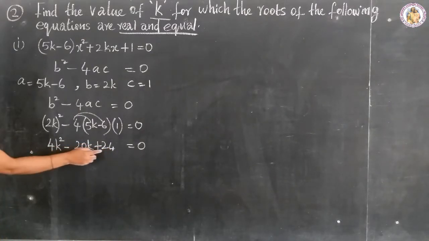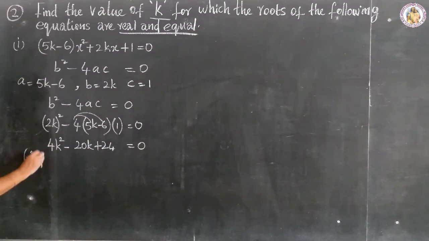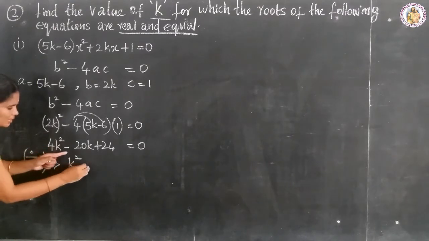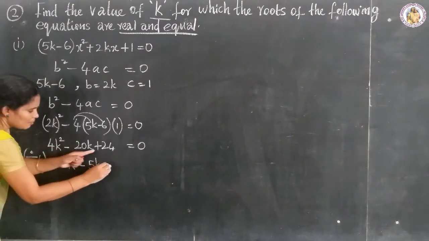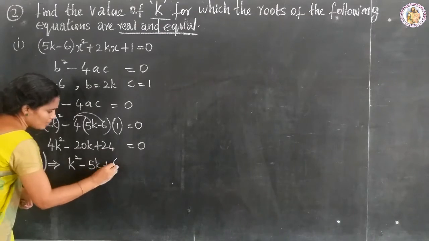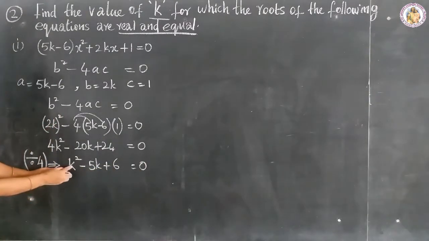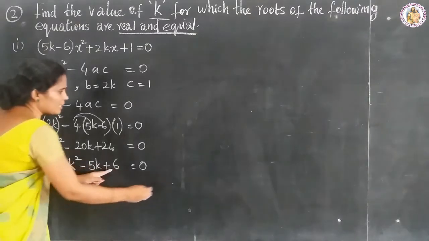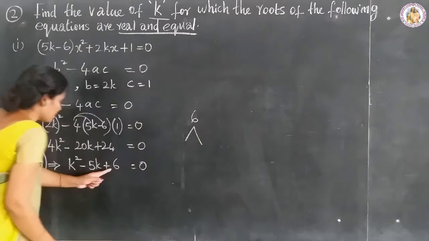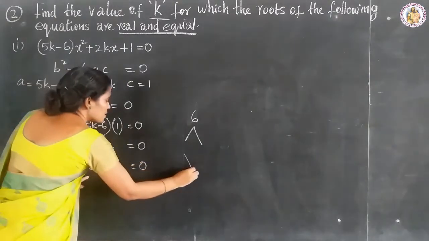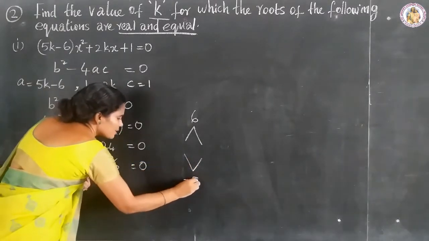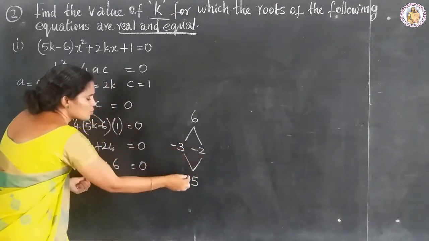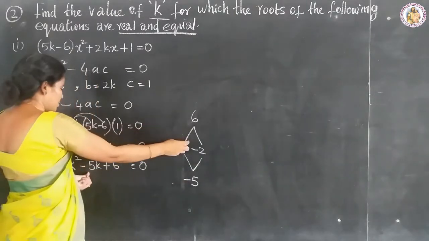We have 4 as a common factor, so divide by 4. So it will be k square minus 5k plus 6 is equal to 0. Now k square minus 5k plus 6 is equal to 0 is in factorization form. So taking 6, now you have to find factors for 6 so that you must get minus 5. So 3 twos are 6, same sign add. Minus 3 minus 2 is minus 5, and minus into minus plus, 3 twos are 6.